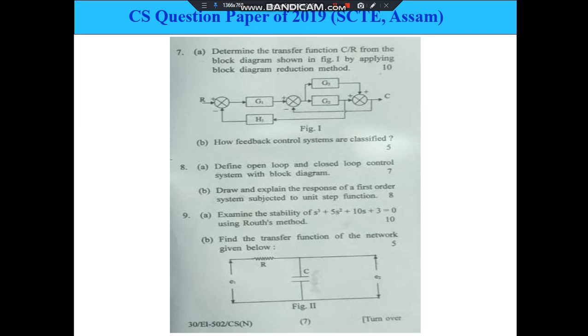Next, determine the C by R ratio using the block diagram reduction method, and how feedback control systems are classified. Define open loop and closed loop systems with block diagram. Draw and explain the response of a first order system subject to the unit step function. Examine the stability using the Routh method, and find the transfer function of this network. So these are the questions.